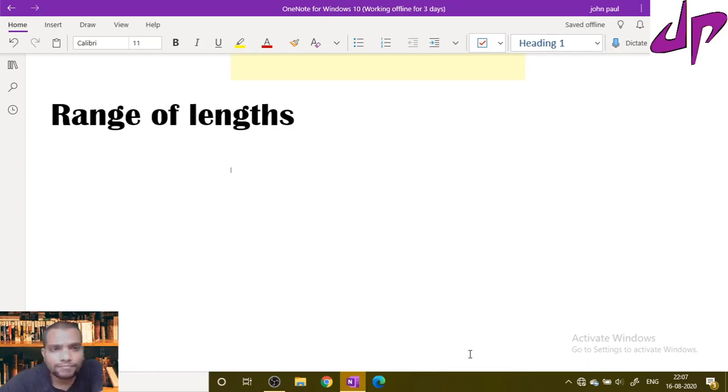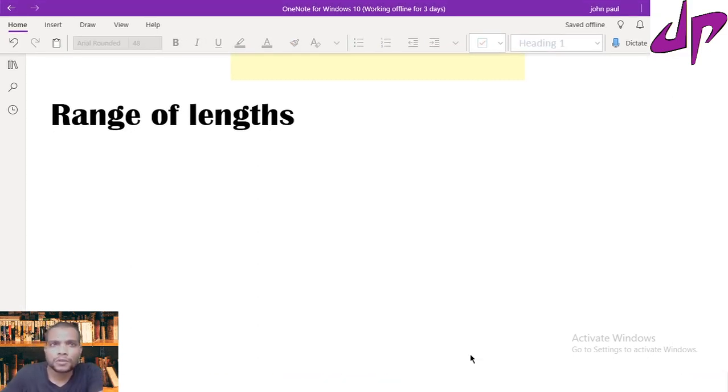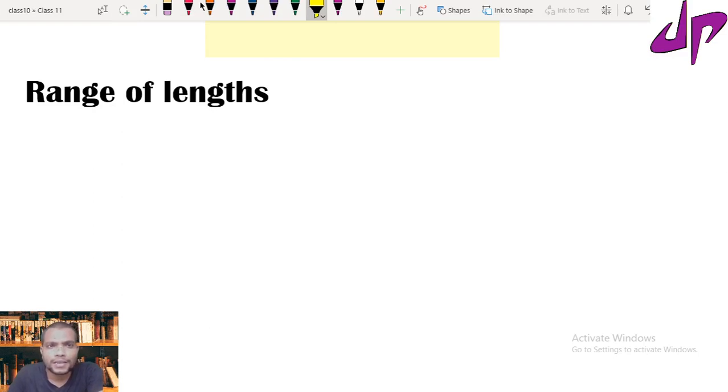We know certain length measurements and their different units. The smallest length we know is 1 Fermi. 1 Fermi is equal to 10 power minus 15 meter.